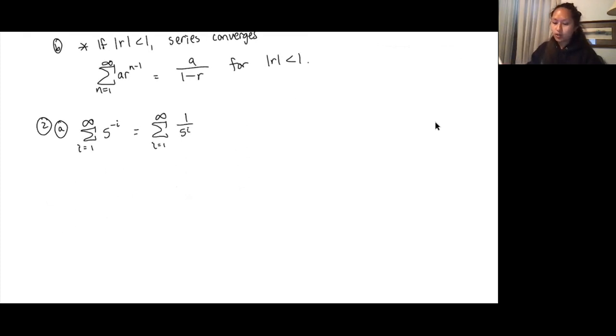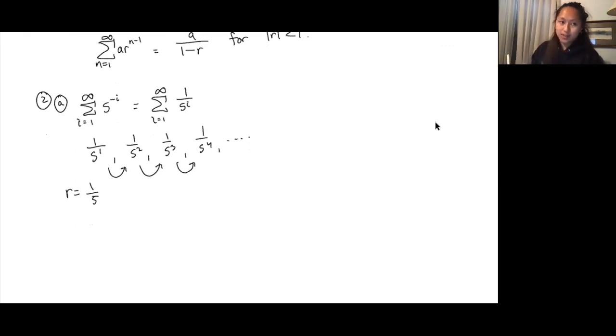And here we're going to write some terms first. So 1 over 5 to the 1, 1 over 5 to the 2, 1 over 5 to the 3, 1 over 5 to the 4, and so on. And as you can see here, we are changing by r is equal to 1/5. And 1/5 is less than 1, by the way.